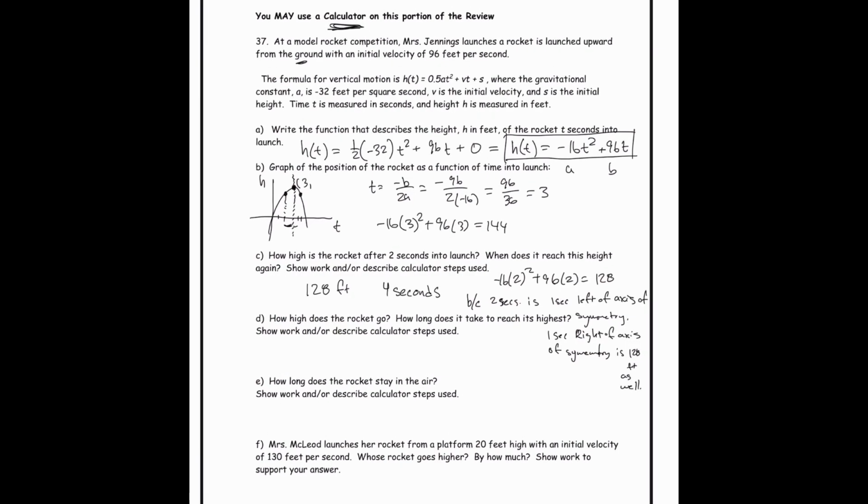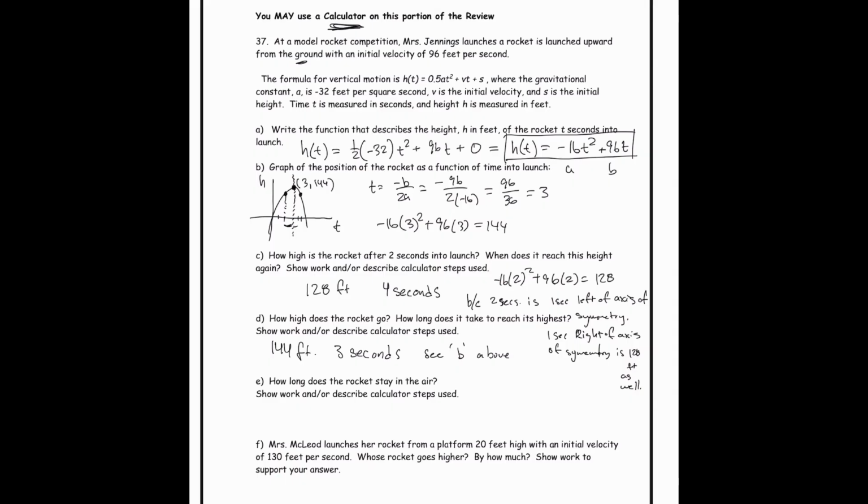Okay, how high does the rocket go ever? Well, that's going to be the max. So what do we say? 144, right? 144 was the max. So 144 feet. How long does it take to reach its highest point? 3 seconds. That's the x component of the vertex. Show work and/or, okay, so C, B, above.